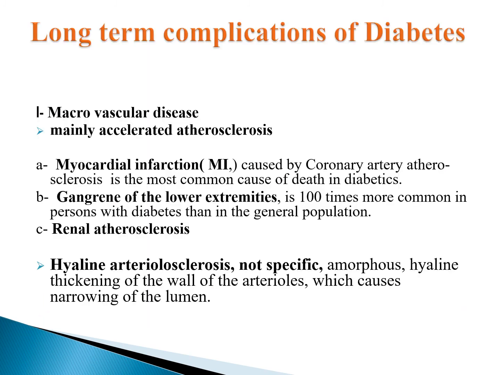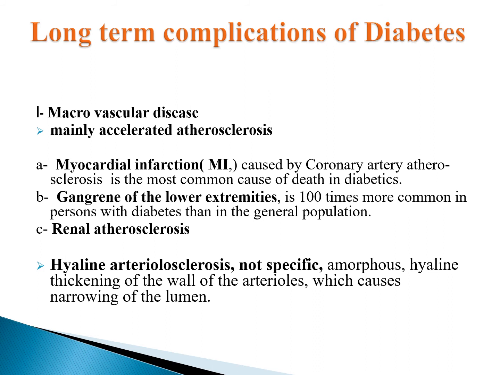Long-term complications of diabetes occur in type 1 and type 2 diabetes with uncontrolled hyperglycemia. So the basic mechanism for all of their chronic complications is hyperglycemia. The hyperglycemia affects multiple organ systems, including the blood vessels, the kidneys, the eye, and the nerves. We subdivide the complications into macrovascular disease, which is mainly characterized by accelerated atherosclerosis.